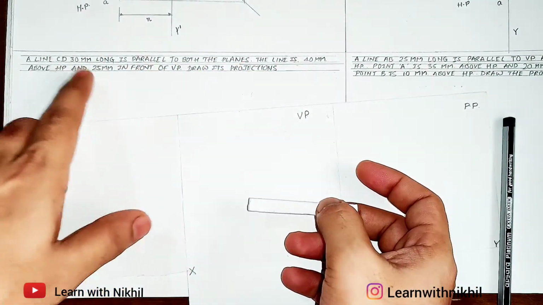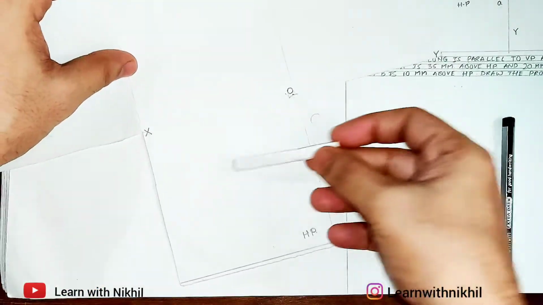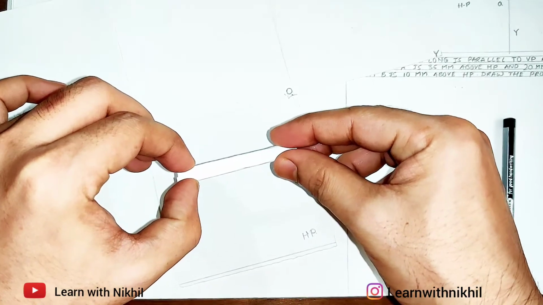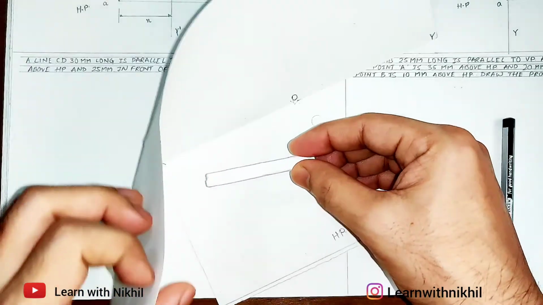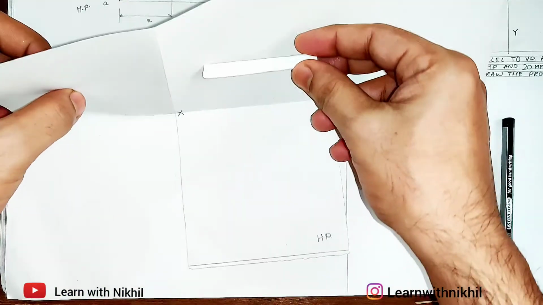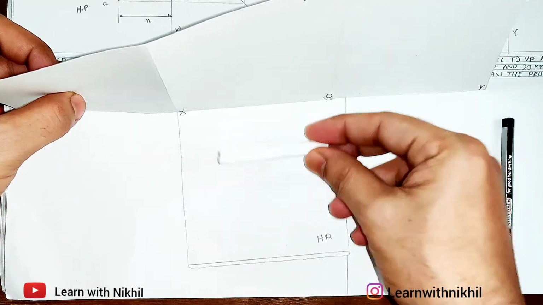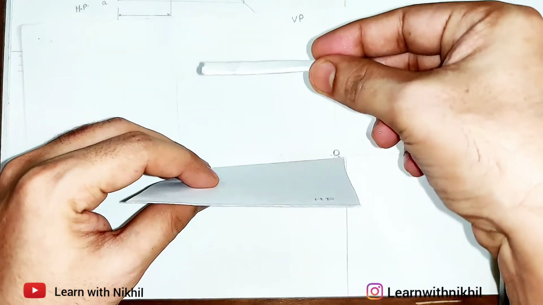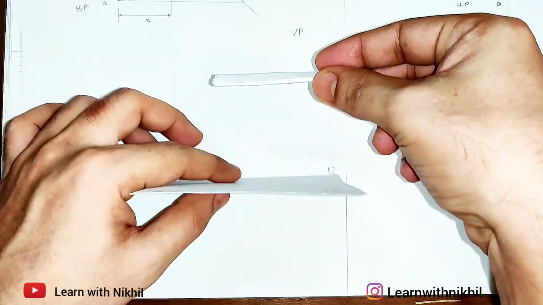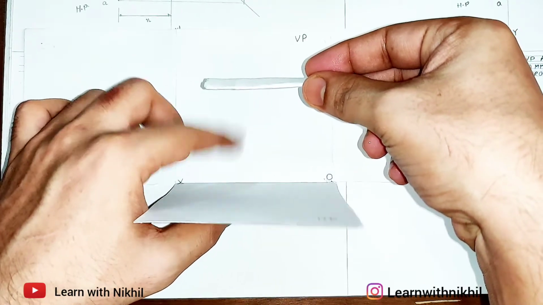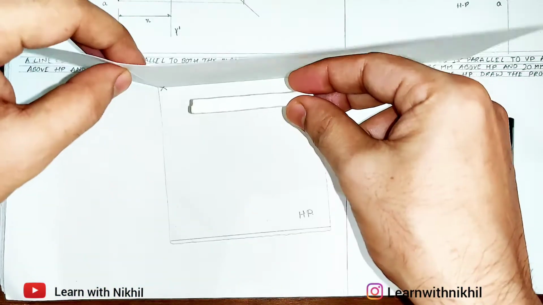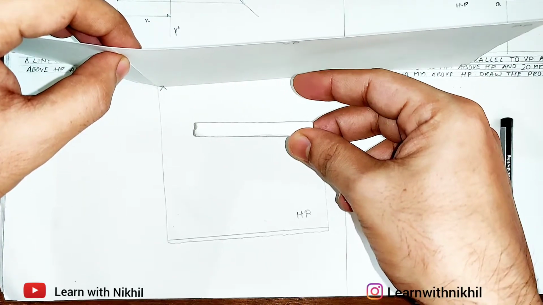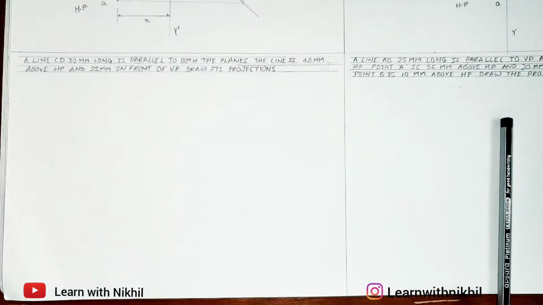Further it says the point is 40 mm above the horizontal plane. So this is the line parallel to horizontal plane and it is above 40 mm. And 25 mm in front of vertical plane. So from this it is 25 mm in front of vertical plane. So this is above horizontal plane 40. So this distance will be 40. From the front view, the view will be like this. And from the top view, it is 25 mm in front of VP. So this distance is 25. So from the top view, the view will be like this.